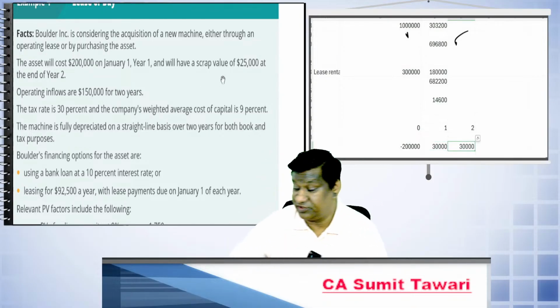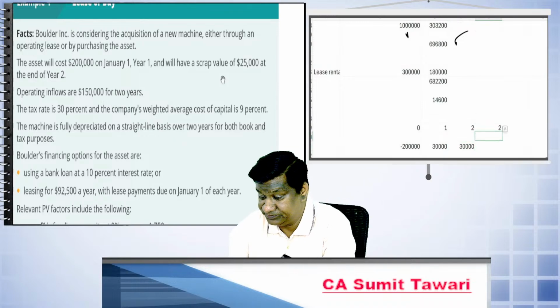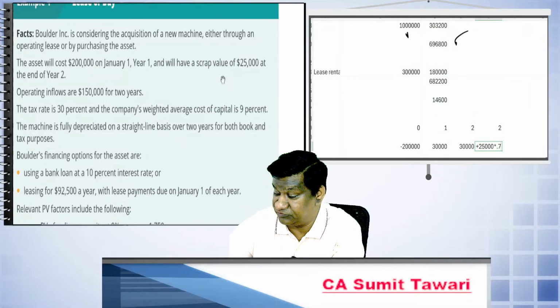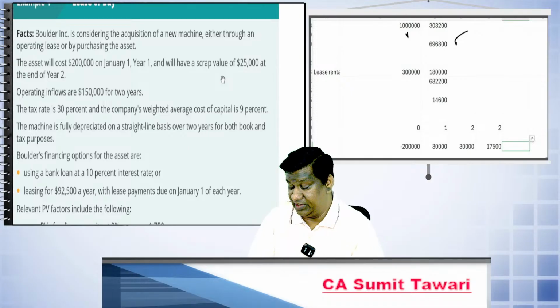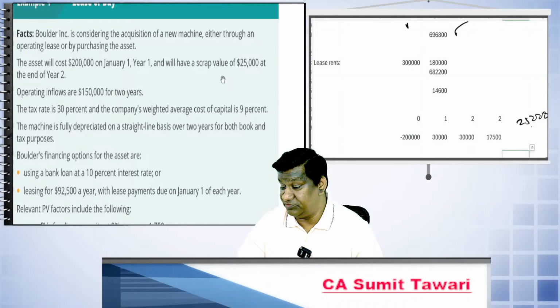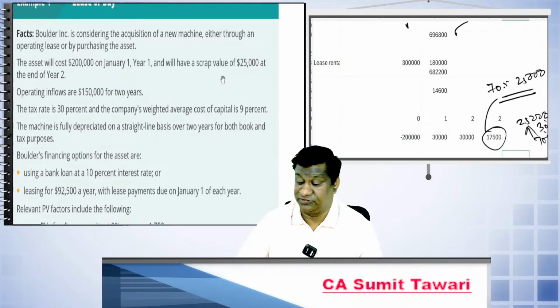And the scrap value is 25,000. So in the second year, 25,000 multiplied by 0.7, what I did here is I am reducing the tax amount. 25,000 is my income because it is fully depreciated in 2 years, but I should consider the income as 17,500 because I need to pay the 30% tax. So 70% of 25,000, that you need to consider, which is 17,500.